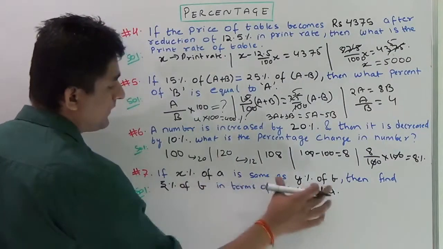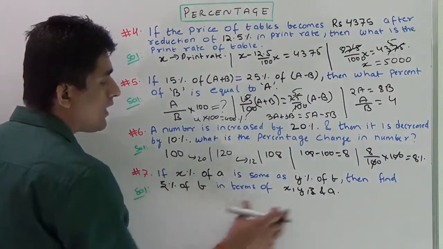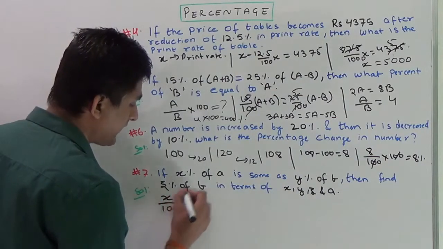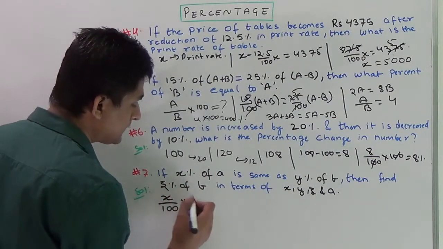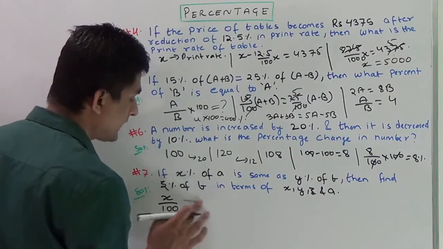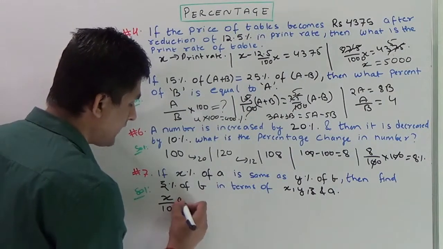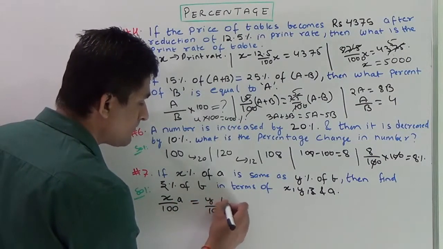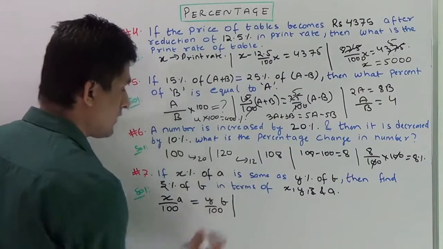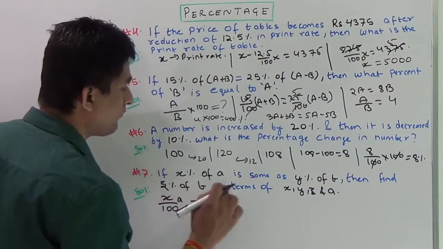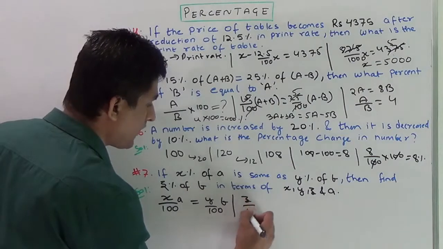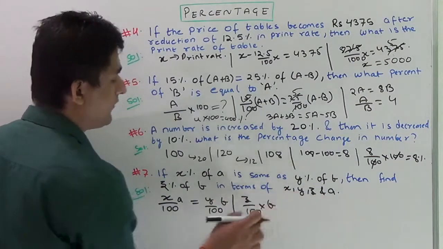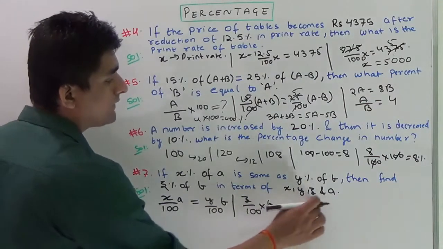So if this question is given in the form of a word problem, I'll write it in the form of an equation. So x% of A will be like this: x upon 100 into A, and y upon 100 into B. Now what? We have to find z% of B, that is z upon 100 of B, in terms of x, y, z and A. We have to find this value in terms of x, y, z and A.